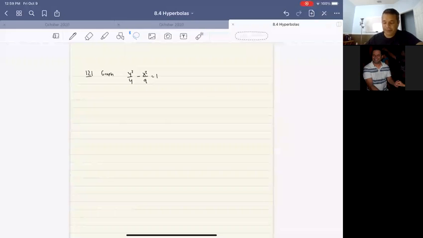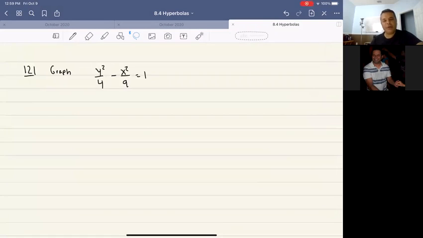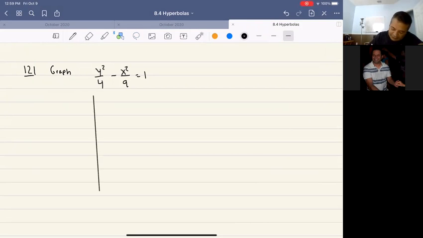All right, welcome back. So we're going to start graphing actual hyperbolas. So let's start with this one: y squared over 4 minus x squared over 9 equals 1. Okay, so let's start by just graphing it. So we're going to start with the coordinate axes.